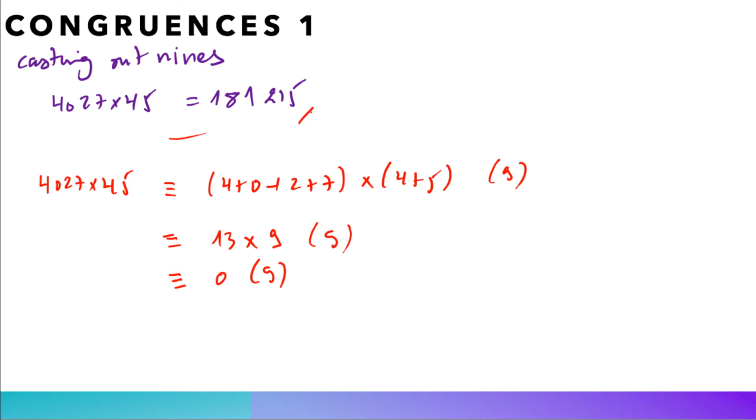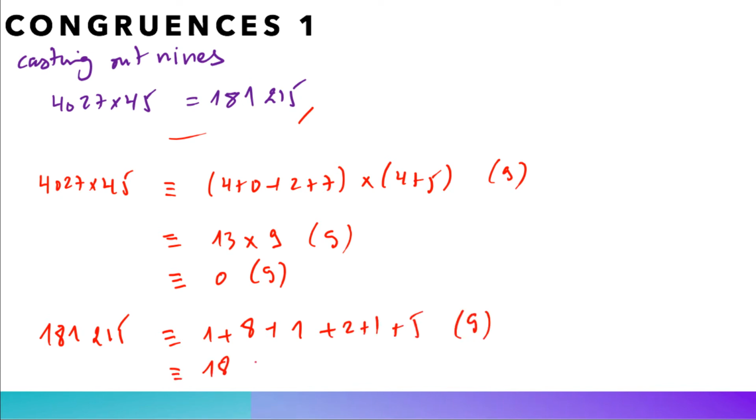Now if this number here is also congruent to 0 modulo 9, one would expect that our computation is rather good. Indeed, we have that 181,215 is congruent to 1 plus 8 plus 1 plus 2 plus 1 plus 5 modulo 9, and this is congruent to 18 modulo 9, which is also 0 modulo 9 because 18 is a multiple of 9.